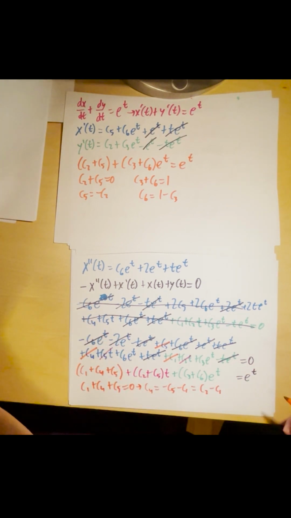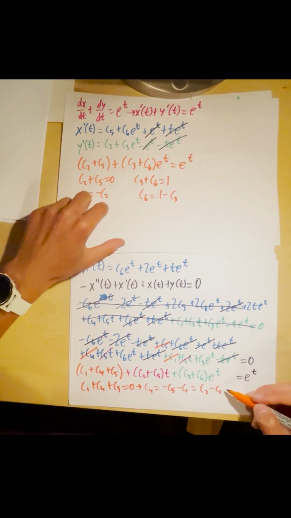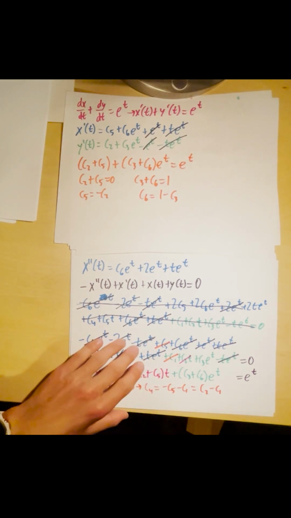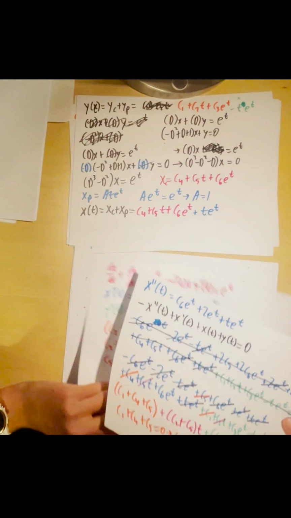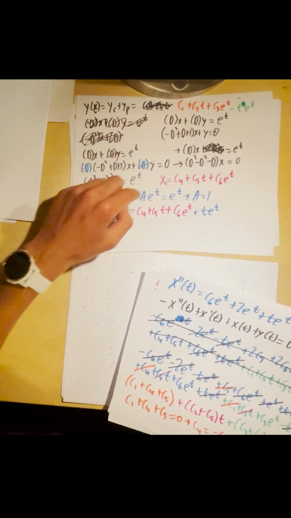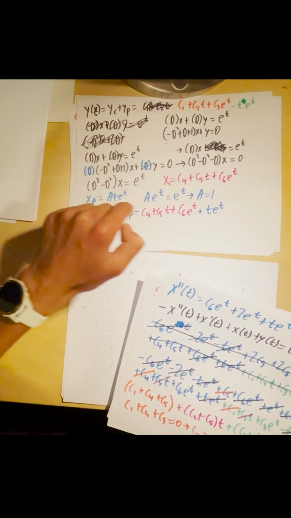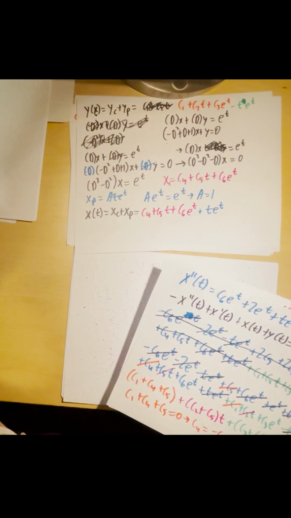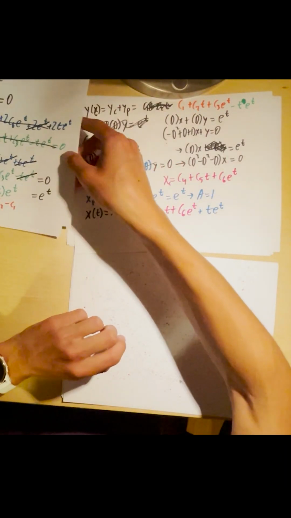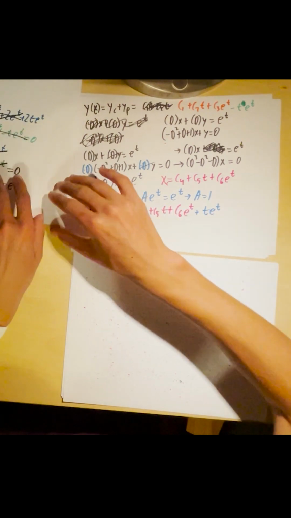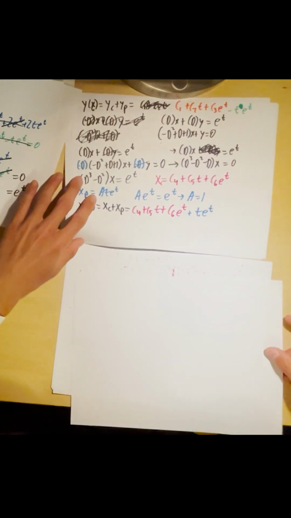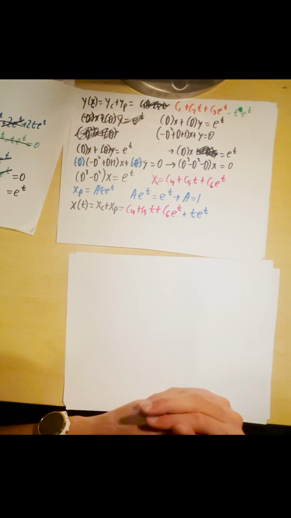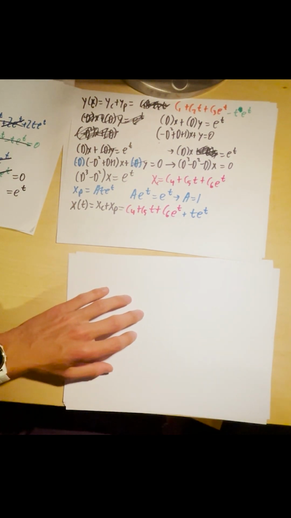Now we have c4 in terms of c1 and c2, c5 in terms of c2, and c6 in terms of c3. We're golden. We can plug these into the equations we got for x of t, and we'll also have y of t. So I'm going to put these over here. Grab the paper, and let's get our final answers.